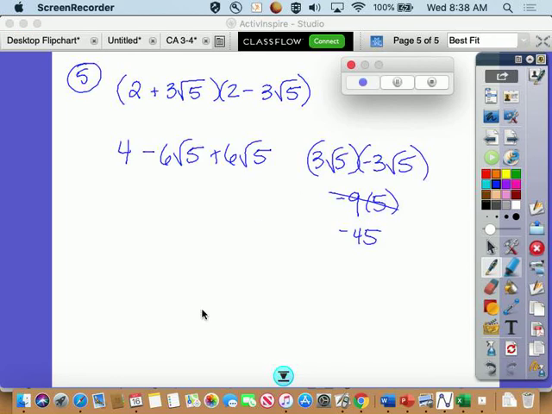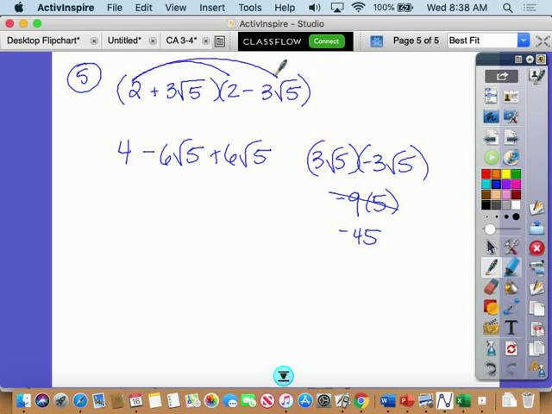Okay, so when we multiply these out, we get 4 minus 6 square root of 5 plus 6 square root of 5. The one that you're having trouble with is the last times the last. So we have 3 times square root of 5 and negative 3 times square root of 5. That gives us negative 9, and square root of 5 times square root of 5 is 5. Multiply those together and you get negative 45. Now it's time to combine like terms.